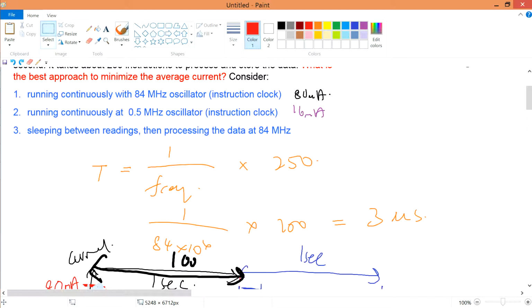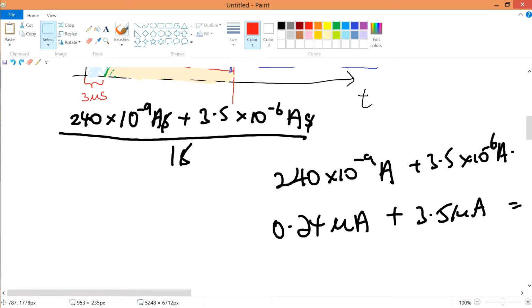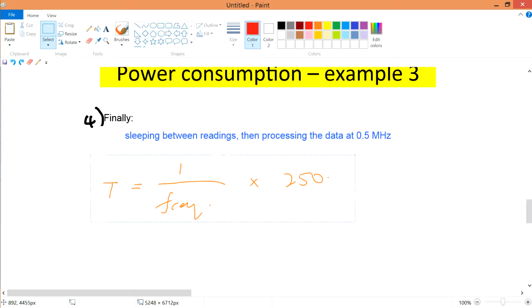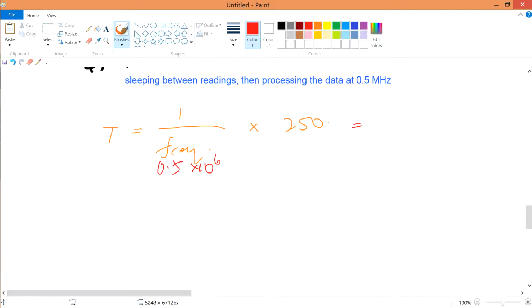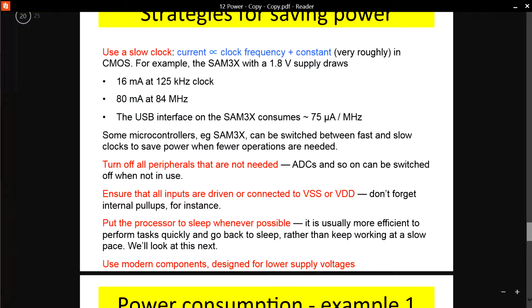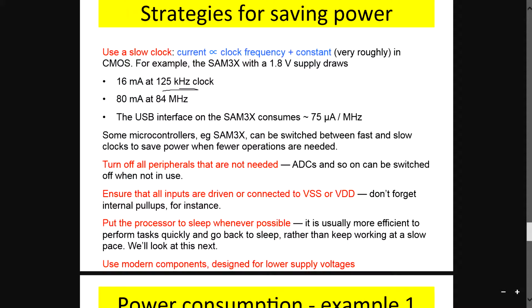So we're going to use this formula again. At least this will make you feel very familiar. In this case, our frequency is what? Our frequency is 0.5 megahertz. So I'll just simply sub in 0.5 times 10 to the power of 6. If I were to calculate this, we have realized that this 0.5 megahertz is wrong, because in fact we're actually running at 125 kilohertz.